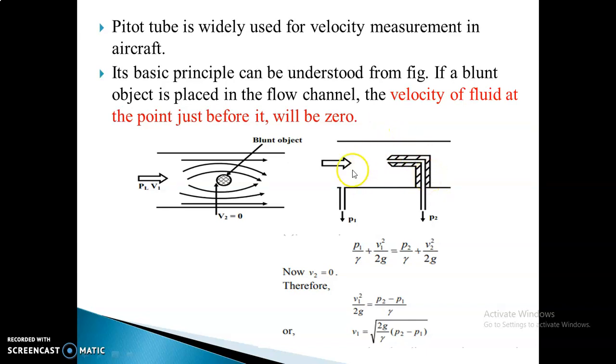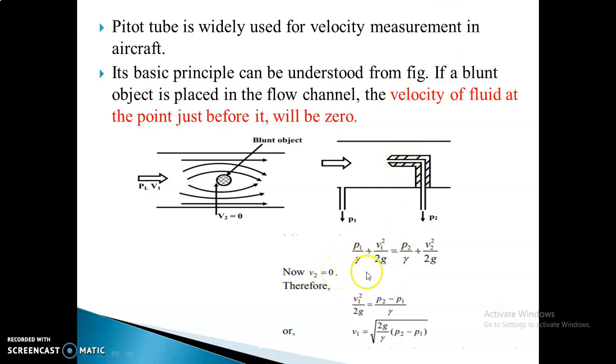Whatever pressure is created at the inlet is P1, and the pressure created after the Pitot tube is called P2. Here, according to Bernoulli's equation, P1 by gamma plus V1 squared by 2g is equal to P2 by gamma plus V2 squared by 2g. Here Z1 and Z2 both cancel because we are using a horizontal arrangement, so the datum lines cancel. And after this particular Pitot tube, the velocity is going to be 0. That is the reason V2 is 0.